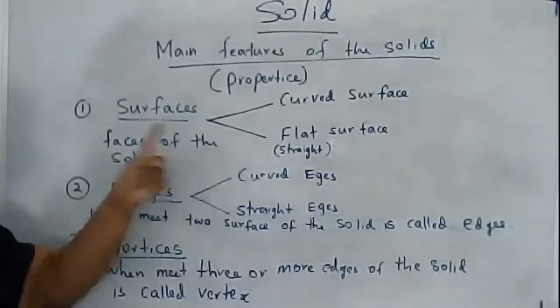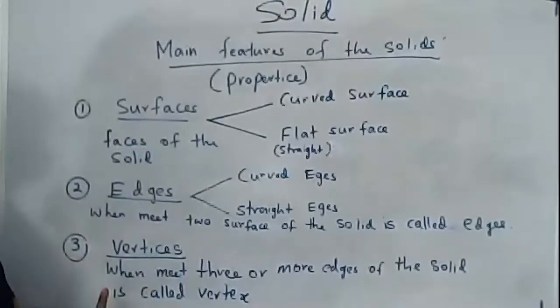Surface dividing in two parts. Again, edges dividing another two parts. And the vertices are not dividing into parts. Right.